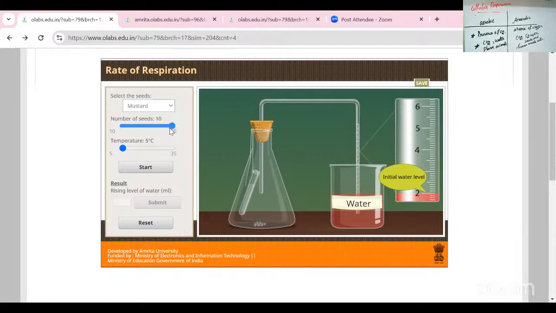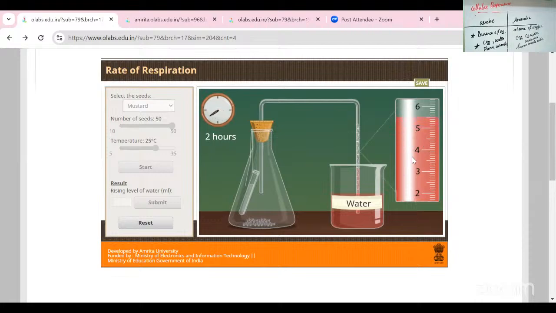The number of seeds is here. Yes, and then the temperature level is also high. That is 25 degrees centigrade. So the initial water level is 2 only. The process starts going on. 1 hour has passed. After 1 hour, look at the scale.